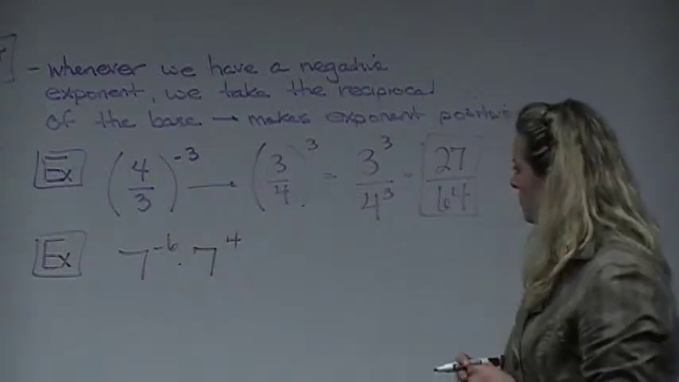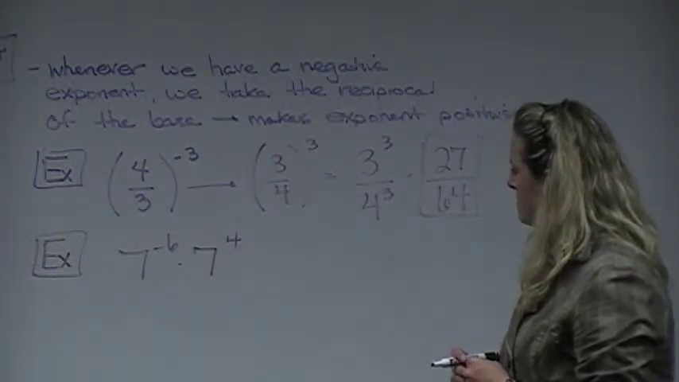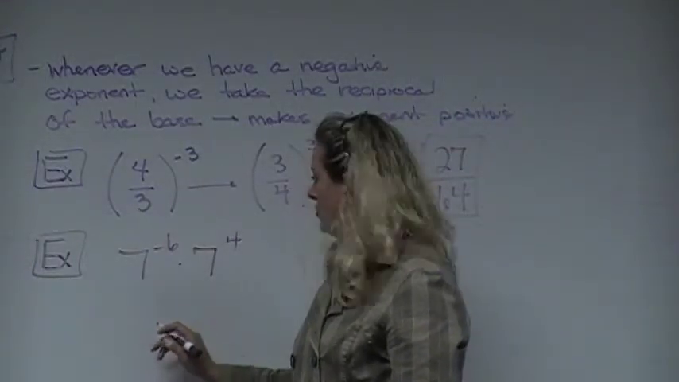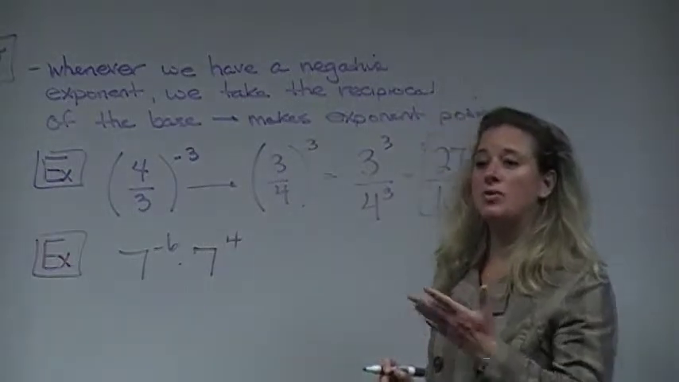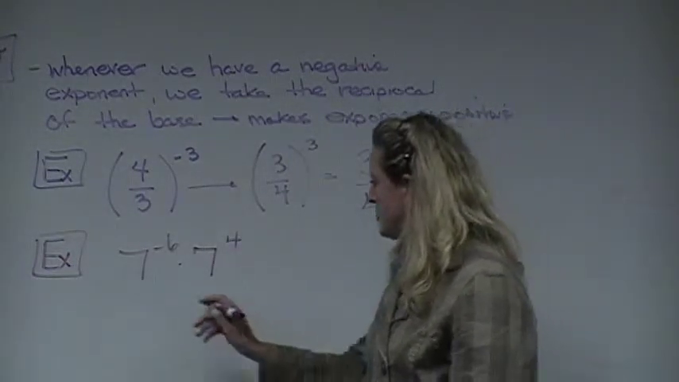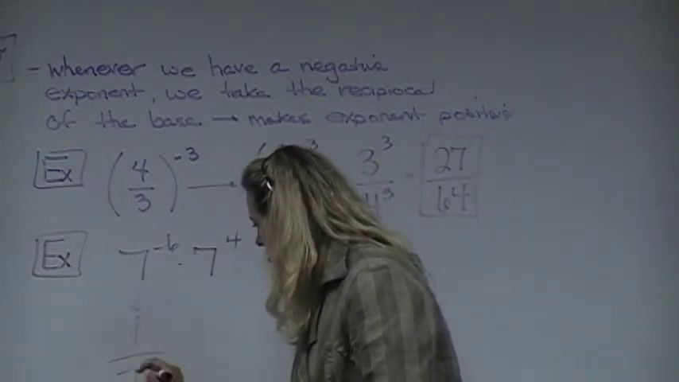Put a 1 over the 7 to the negative 6. So put a 1 under this? No, over. Okay, and then what would that do? It would make it a positive. Okay, so Stephen says he's going to rewrite this one as what? 1 over 7 to the what?